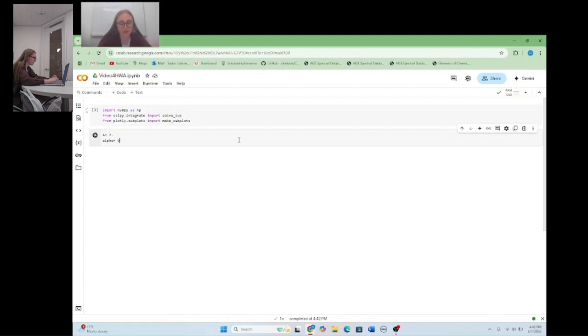Alpha is going to be equal to 0.5. Our Q in naught, so our initial flow rate, is going to be equal to 0.5. Our Q in, what we changed that flow rate to, is going to be 0.55. We know our height naught is going to be equal to our Q in naught divided by our alpha, squared.